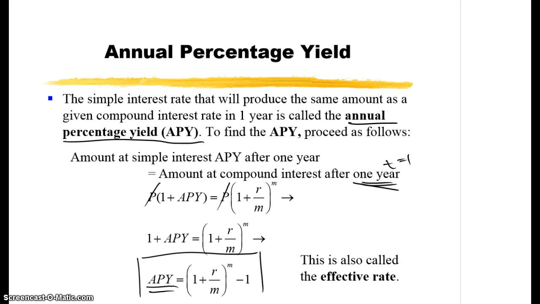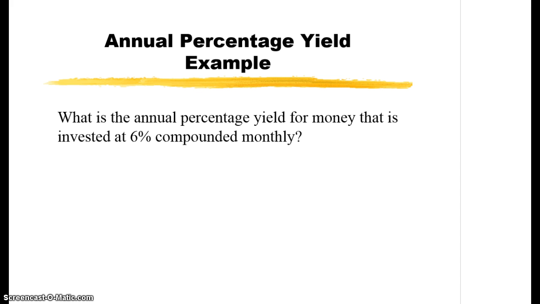new formula for annual percentage yield. Remember this formula. This is what we need to compute the annual percentage yield. This is also called the effective rate. So some textbooks will define it as the effective rate. Let's take a look at an example. What is the annual percentage yield for money that is invested at 6% compounded monthly?